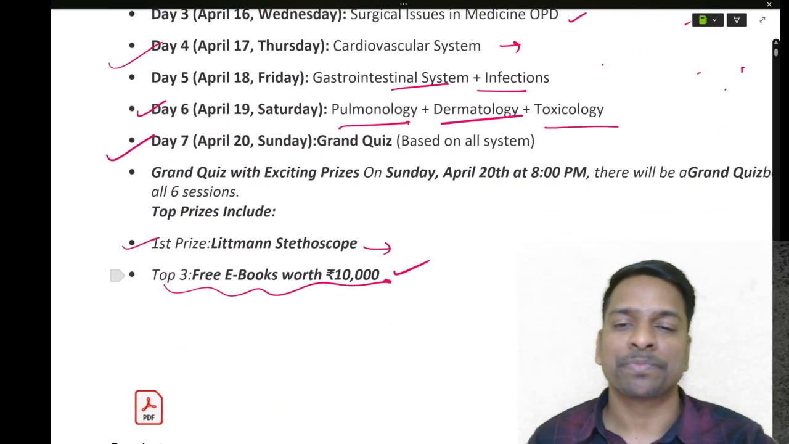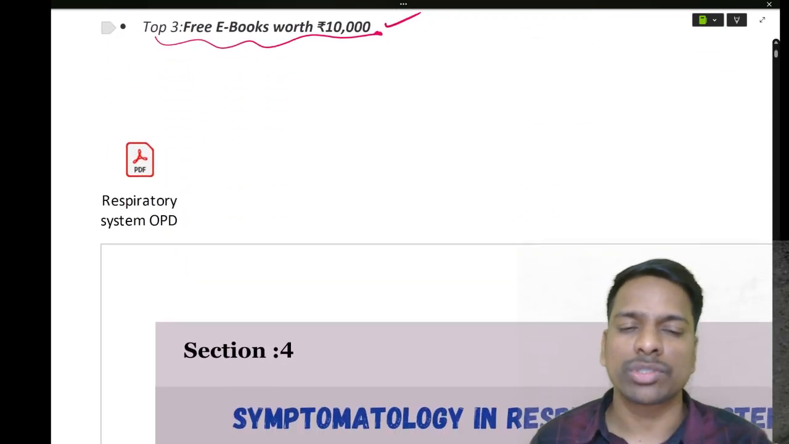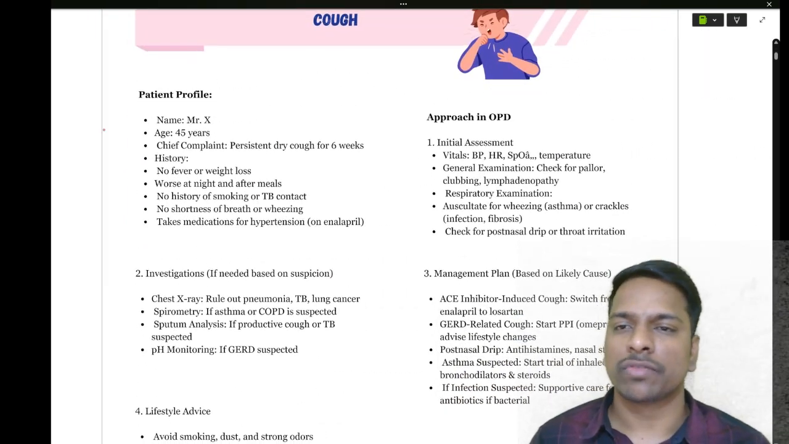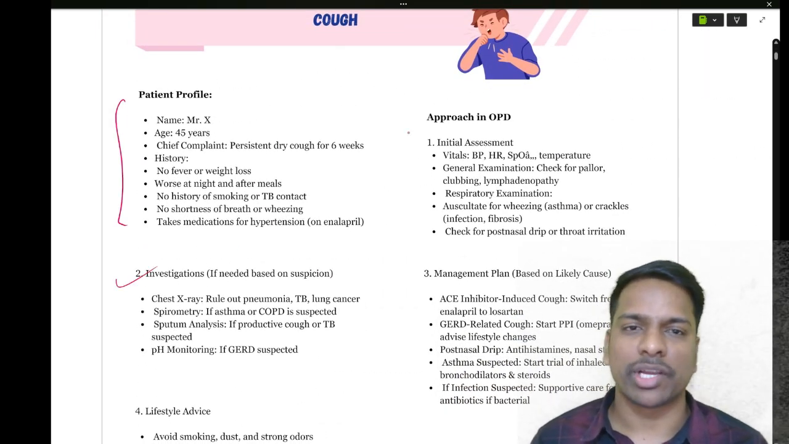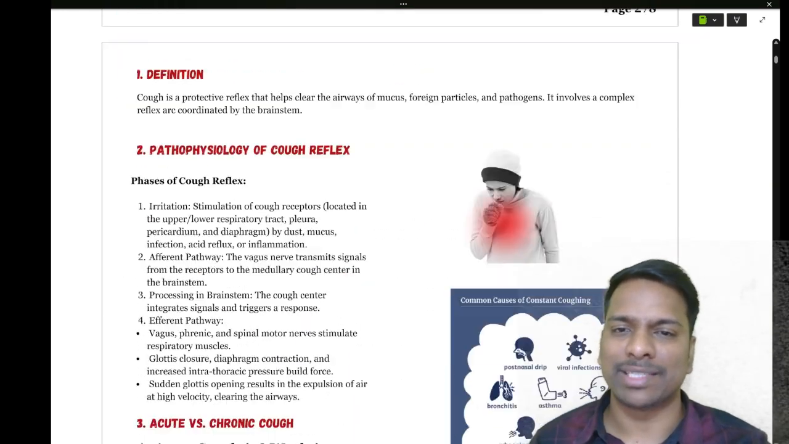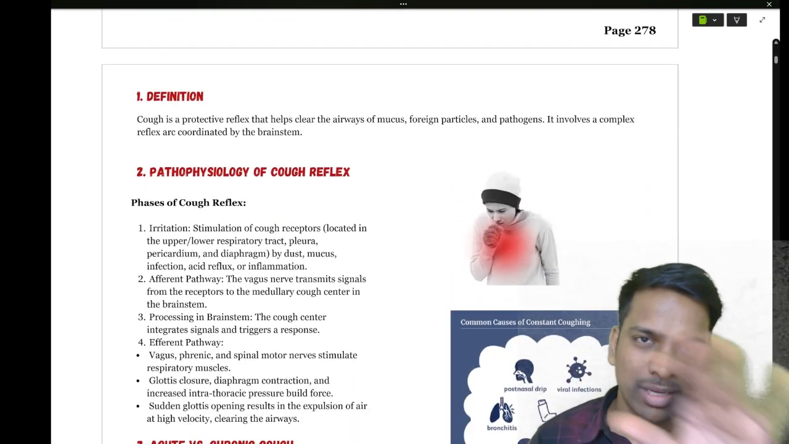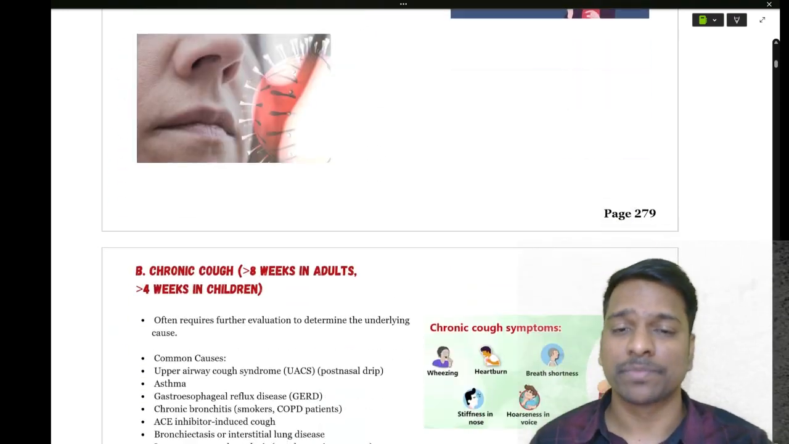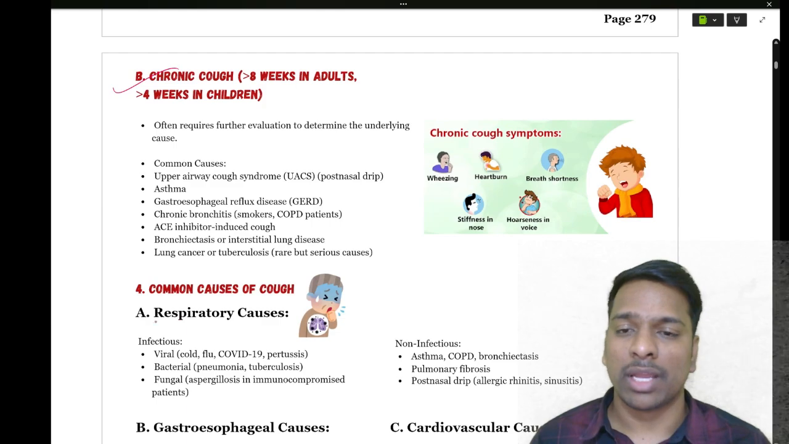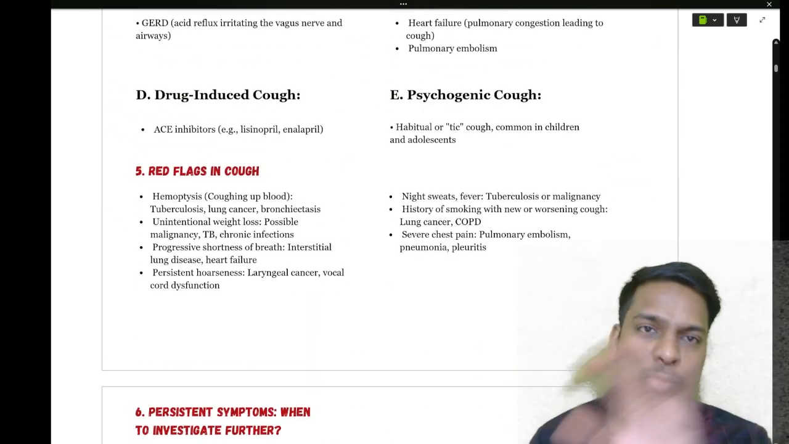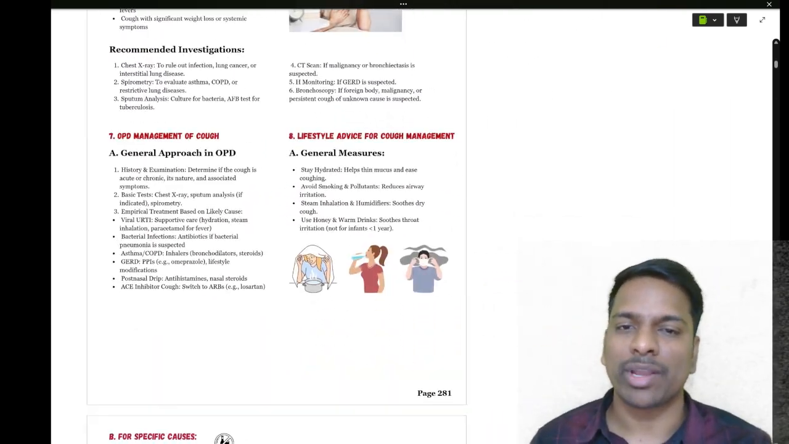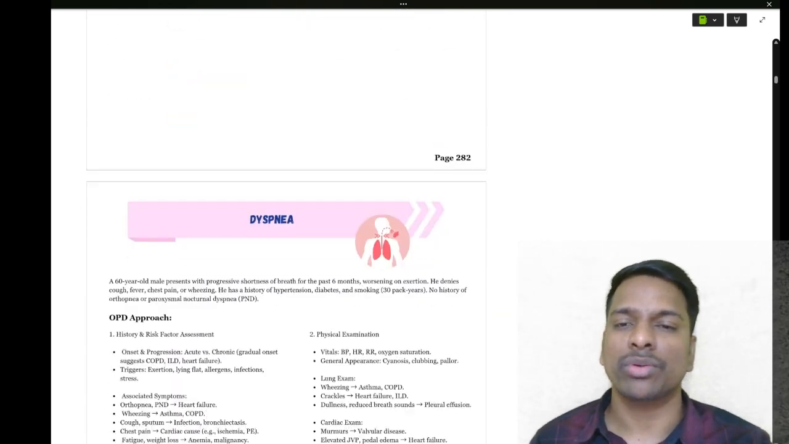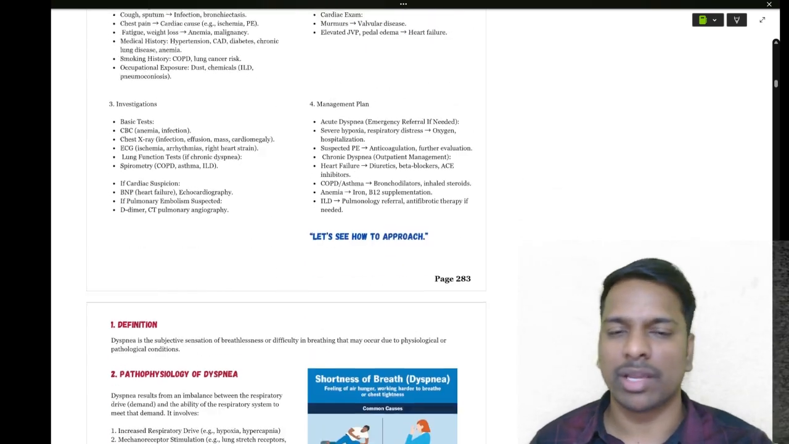Okay, so now I'll just show you the notes about the OPD practice. This is how the OPD practice notes are. First you will have the clinical history, investigations, approach, how to do, and management plan. That's the basic. Then we'll discuss each thing about cough: pathophysiology of the cough reflex, acute versus chronic cough, causes for acute and chronic cough, even the common causes of cough. So this is our OPD book. As you can see, all the images have been added, so it is so easy to read, and it helps in a good way.